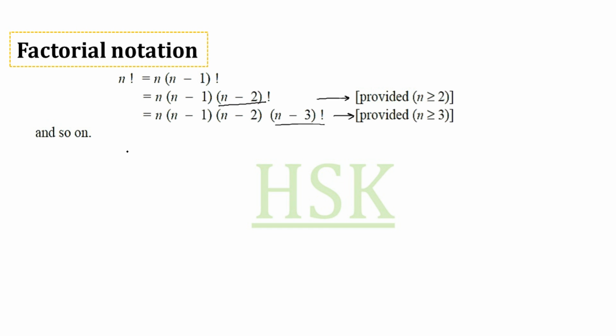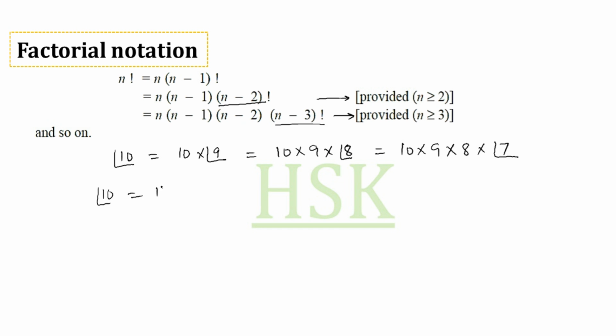So how are we going to apply this result? We can write 10 factorial as 10 into 9 factorial. Further, this can be written as 10 into 9 into 8 factorial, and further as 10 into 9 into 8 into 7 factorial. So how is this result possible? What is the logic behind this? The logic is that 10 factorial is equal to 10 into 9 into 8 into 7 into 6 into 5 into 4 into 3 into 2 into 1.